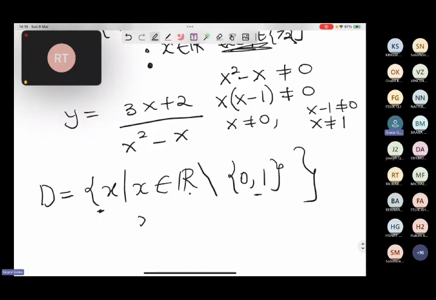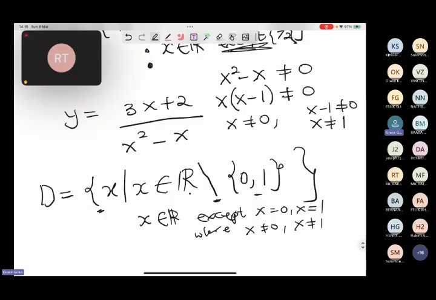We could have also written x is in the set of all real numbers except x is equal to 0 or x is equal to 1, or x must not be equal to 0 and x must not be equal to 1. But to avoid all of this English, let's try as much as possible to use the backslash. Put the numbers that you don't want within curly brackets, and then you close the curly bracket.